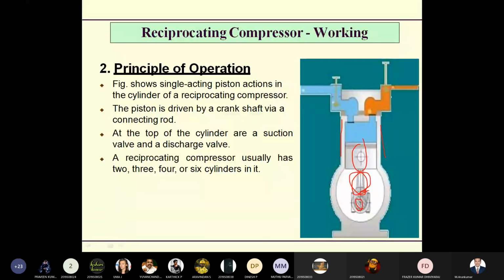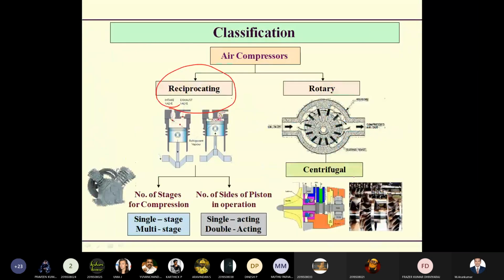On the top of the cylinder, a suction valve and a discharge valve will be there. The air inlet is done by the suction valve. Then the outlet valve will release the compressed air, and that is called the discharge valve. Reciprocating compressors usually have 2, 3, 4, or up to 6 cylinders. So we can have a number of cylinders in it. Here we have one cylinder, and this is a 2-cylinder.